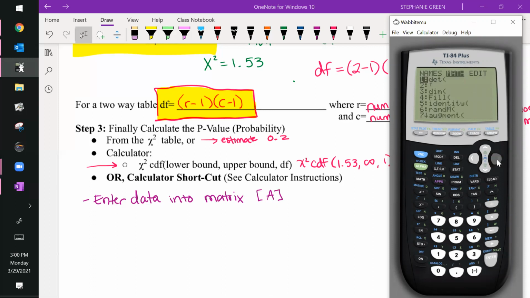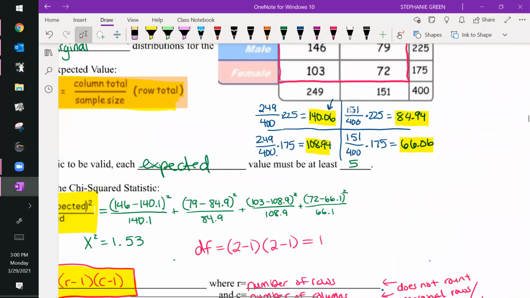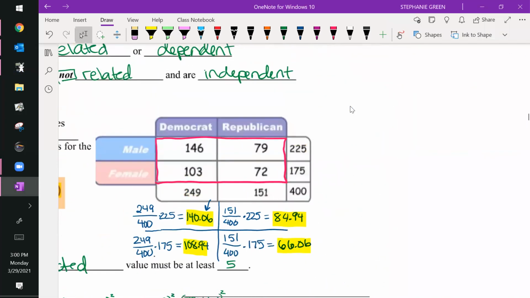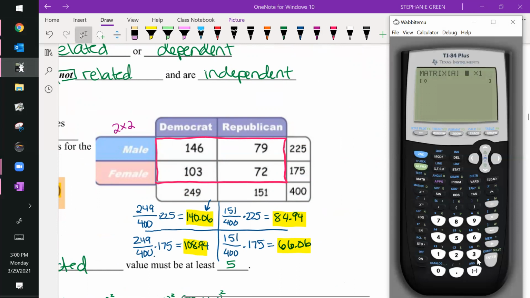So go over to edit, choose the matrix you want to edit. And the first thing it does is it highlights this number here and it says 1 by 1 right now. So right here, it's asking for the size of the matrix. And remember how up here when I was talking about the number of rows and the number of columns, I said it had 2 rows and 2 columns. So we call that a 2 by 2 matrix. So on my calculator, I'm going to say this is a 2 by 2 matrix.